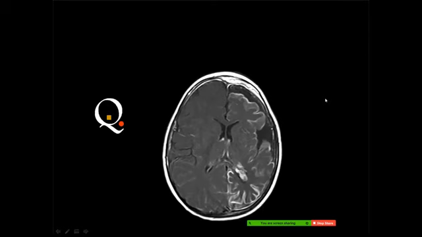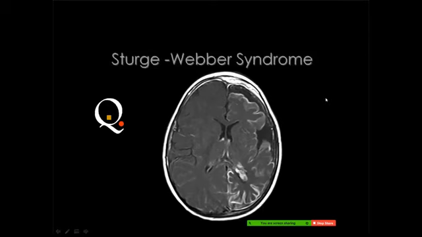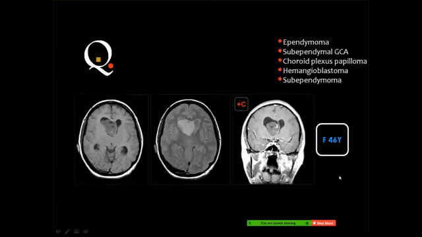Sturge-Weber. Sturge-Weber, yes. This is a straightforward case of Sturge-Weber syndrome showing all the criteria: hemiatrophic changes, leptomeningeal enhancement, and the enlargement of the ipsilateral choroid plexus in the ventricle. And this is the classic appearance of Sturge-Weber.